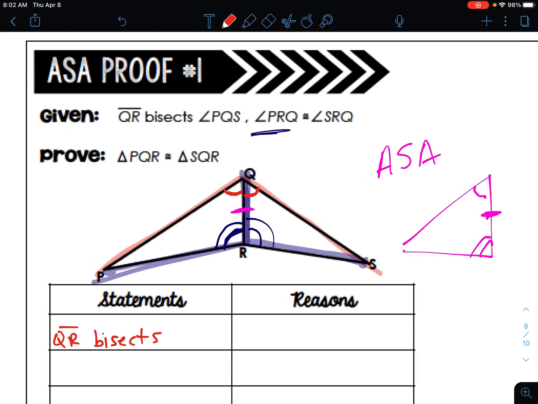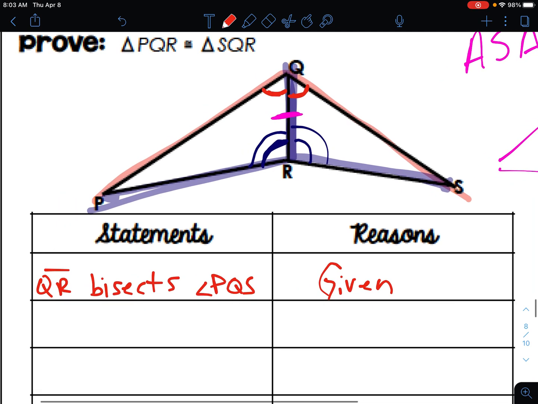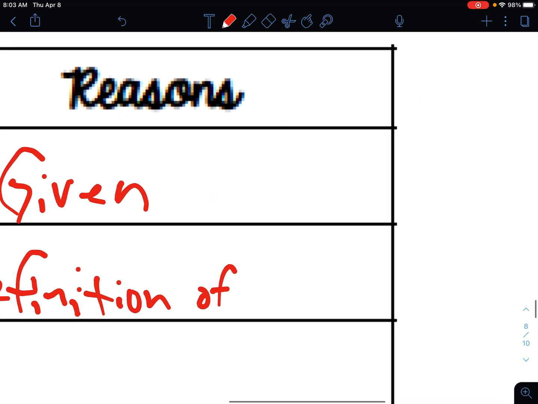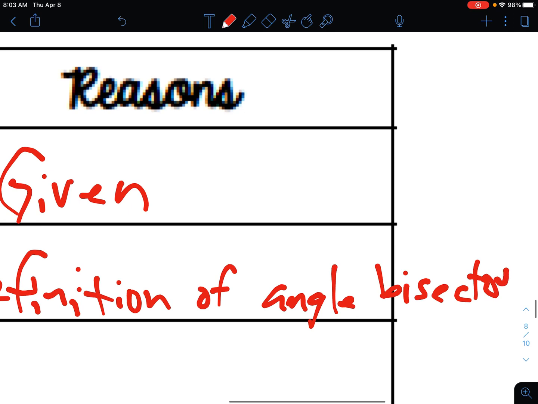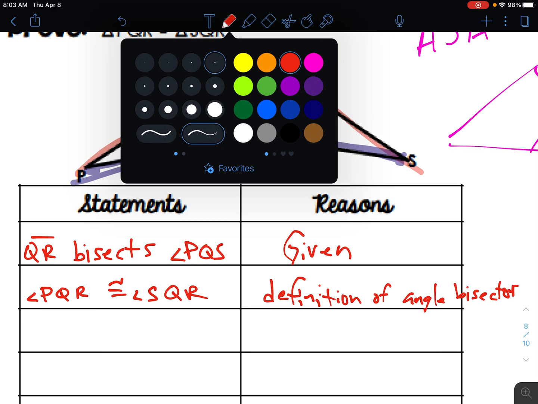QR bisects angle PQS, given. What did that mean? That means angle PQR is congruent to angle SQR. Definition of angle bisector. Definition of bisect, I will take either of those answers.